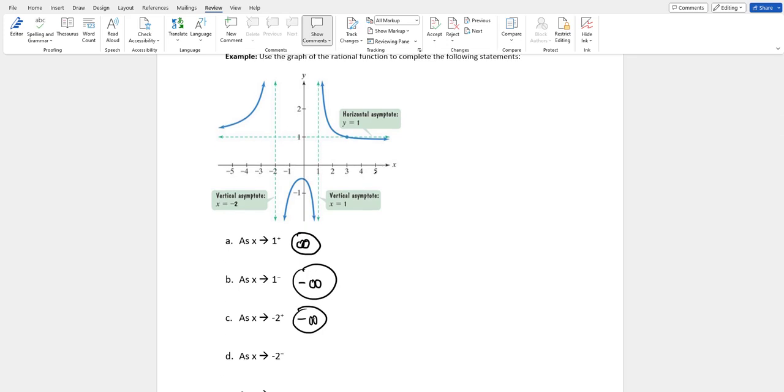Now we're going to approach negative 2 from the left. When we come in from the left, we hit negative 2. We hit this graph up here. It's going up to positive infinity.